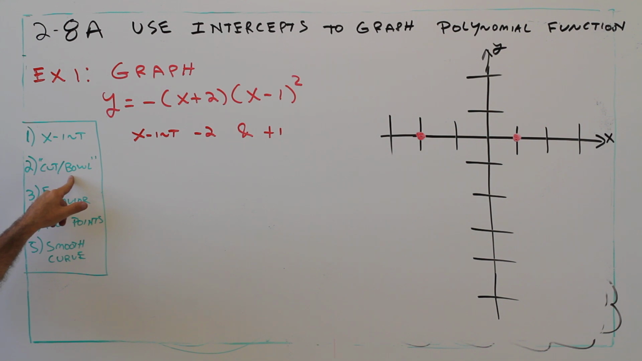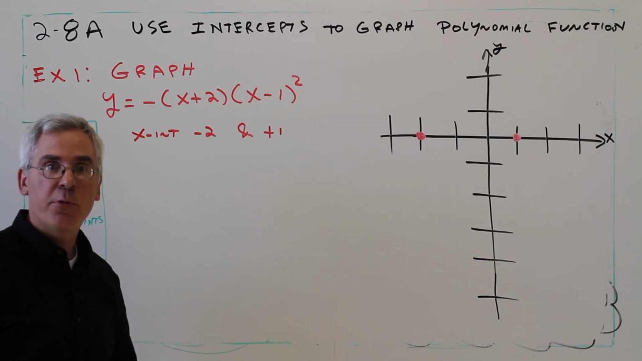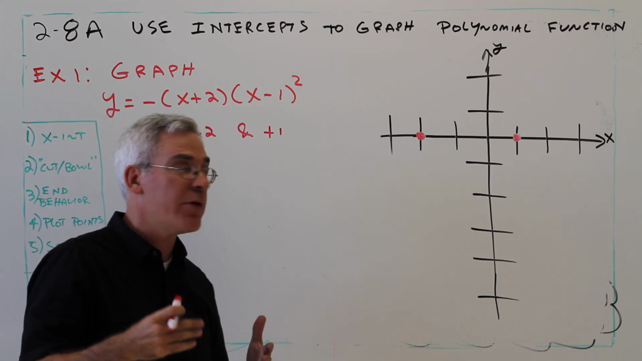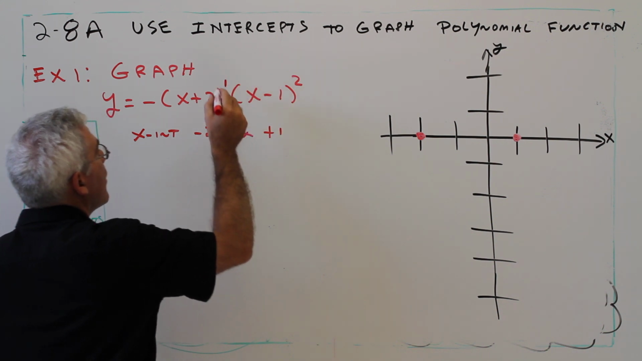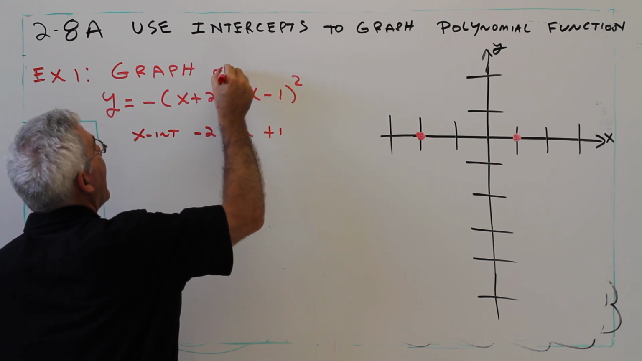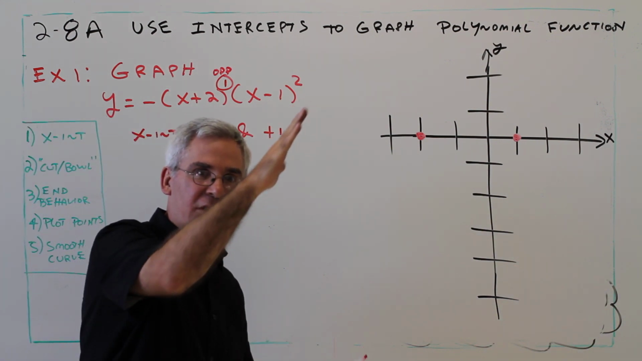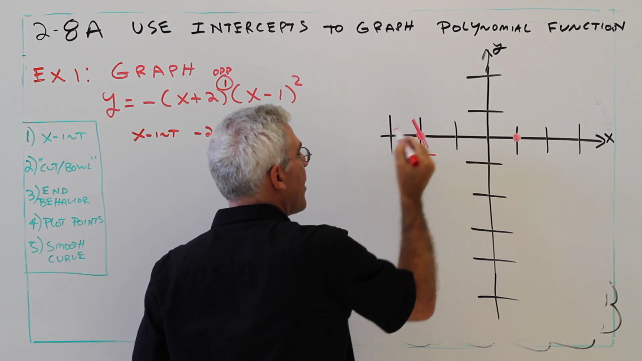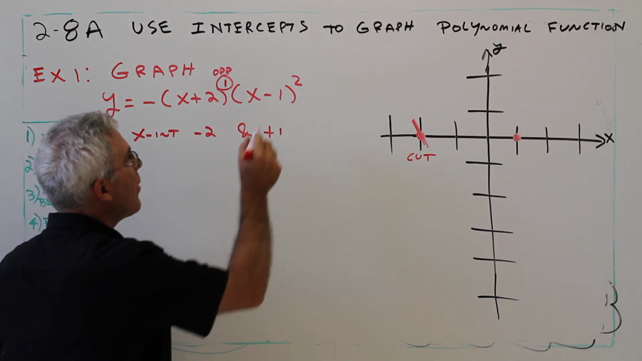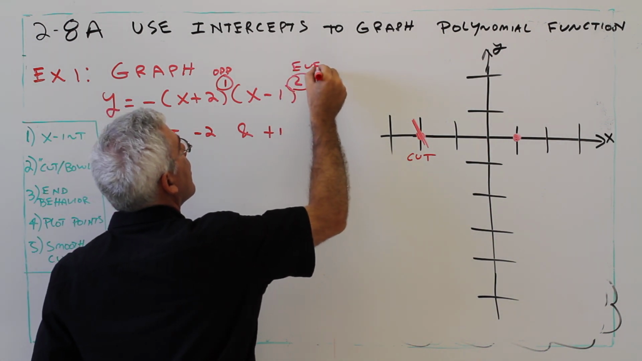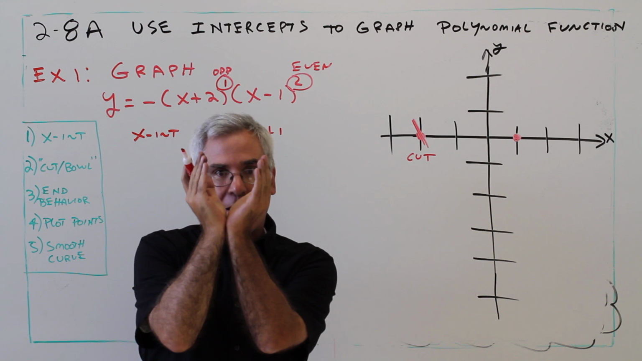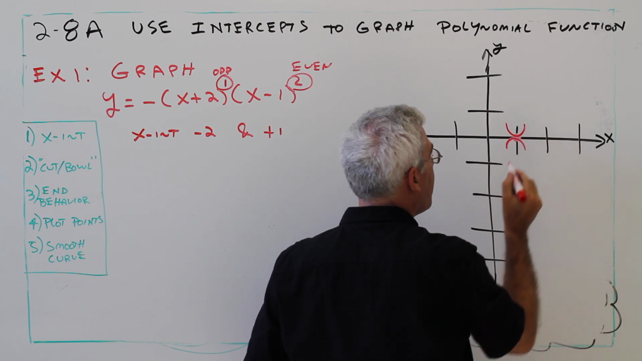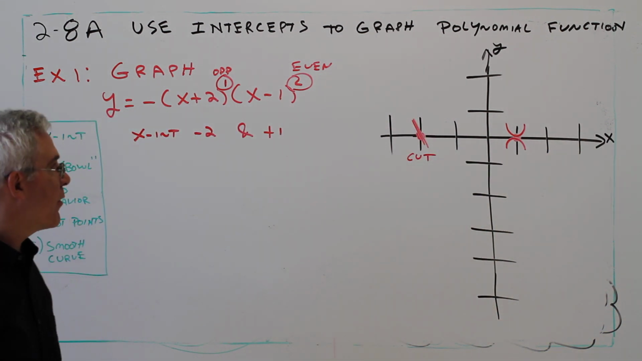The next thing is to determine if each intercept represents a cut through or a bowl. And that's determined by the exponent associated with it, if it's even or odd. I'll just put an exponent here. Since this exponent is odd, it's kind of like y equals x and it's going to cut through. So this one right here is going to be a cut through, something like that. This exponent over here is even, so it's going to be a bowl, kind of like a parabola. Now it could either bowl up or it could bowl down. The end behavior will help me determine which one is correct.